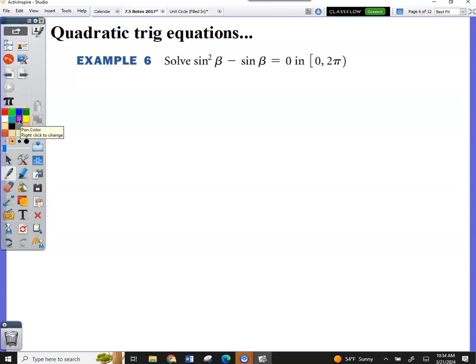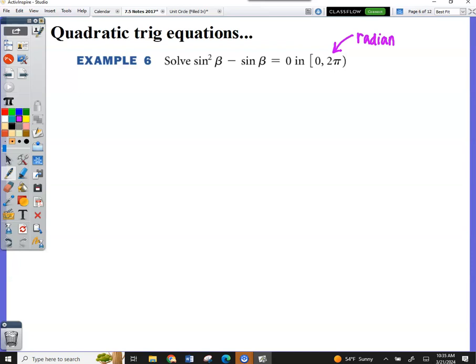First of all, notice the directions right here. They say solve sine squared beta minus sine beta equals 0 in, and then it gives you this fancy notation. This means they want the answer in radian form. They want your answer in radians. And they want you to only stay on the unit circle. They don't want you to worry about plus or minus k and all that.